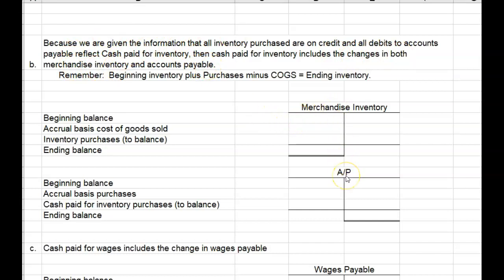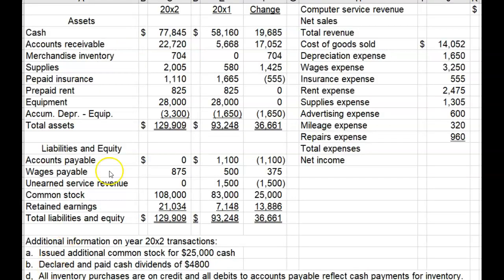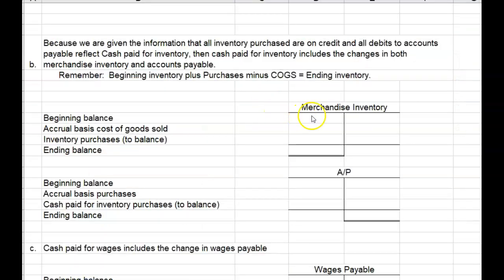So we need two different T accounts. Remember, beginning inventory plus purchases minus cost of goods sold equals ending inventory. We've been working with that since day one of accounting in easier classes. So we're going to use that in this T account. Looking at our balance sheet, the beginning inventory is 0 and the ending inventory is 704. Let's drop those numbers into our merchandise inventory T account. And merchandise inventory is an asset, so those are debit balances.